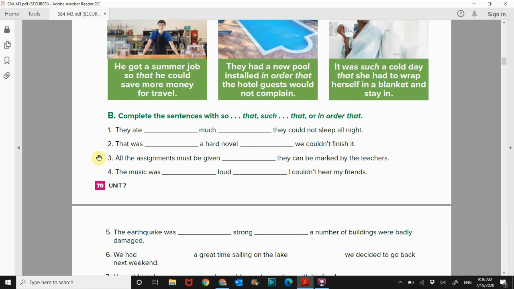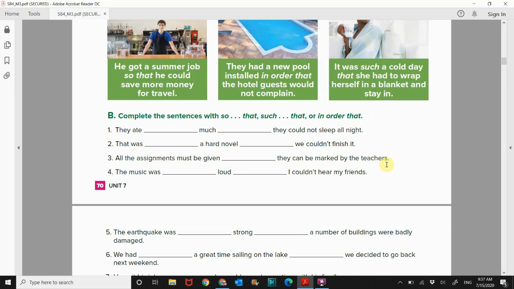Number 3, all the assignments must be given blank. They can be marked by the teacher. So this one you can use "so that": all the assignments must be given so that they can be marked by the teachers. But this sentence is a little more formal, so we'll use "in order that". All the assignments must be given in order that they can be marked by the teachers.